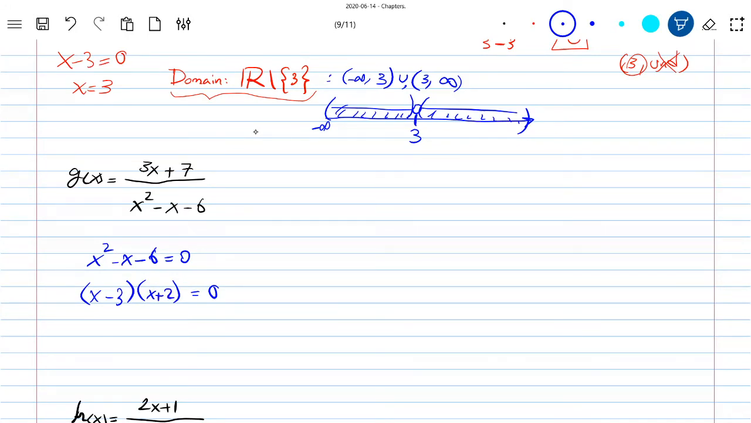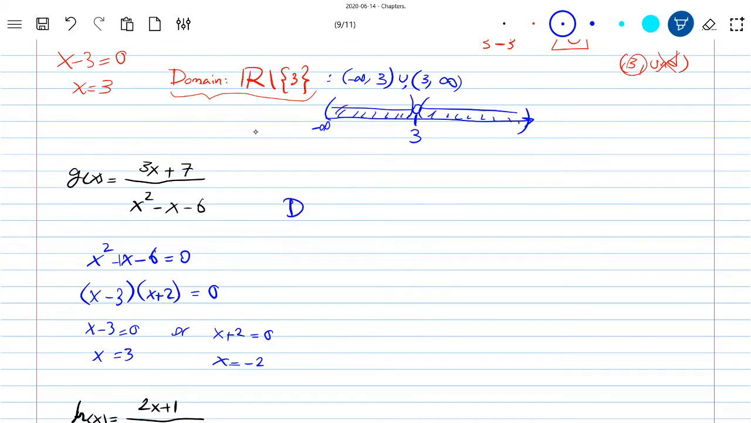If you multiply negative 3 and 2, you get negative 6, and if you add them, you'll get negative 1. The coefficient of x here is negative 1. So what are the two solutions? Either x minus 3 is 0 or x plus 2 equals 0. This one gives you x equals 3. The other one is x equals negative 2.